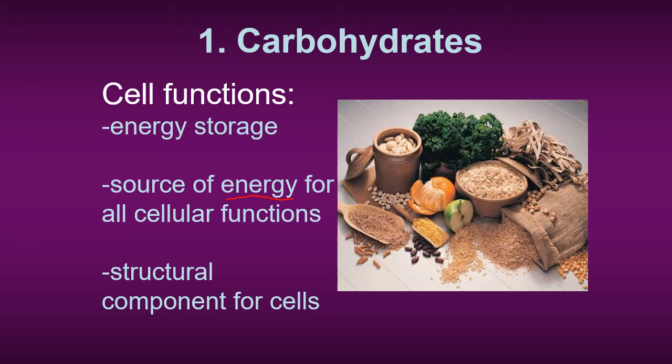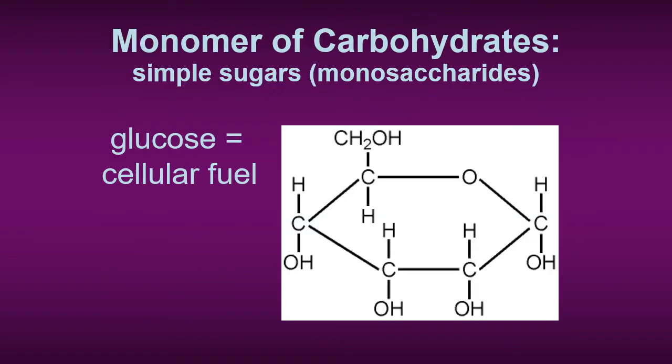In addition to being an energy source in the body, they do become part of the structural component of the cells themselves. They become part of the plasma membrane, and part of the internal structures of the cells that we have. Some of our most simple sugars are things like glucose, and glucose is going to be the primary cellular fuel for the body itself. This glucose is what we're primarily going to use for energy within the body.